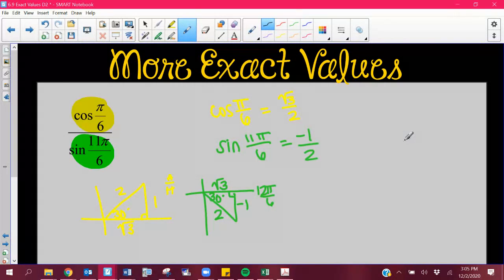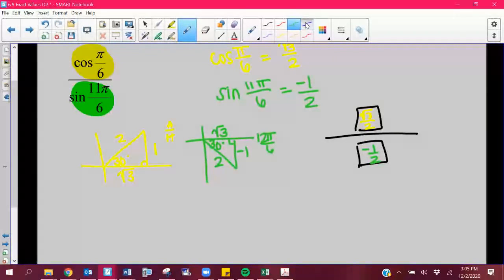So at this point, I'm going to go back and plug it into this expression. So I have something divided by something else. I'm going to put the yellow thing in the top. That was the cosine of pi over 6, so root 3 over 2. And then I'm going to have sine of 11 pi over 6, the green thing, in the bottom. So now I just need to divide these two things. So this is going to take some dividing fractions. Ooh boy, scary, scary business.